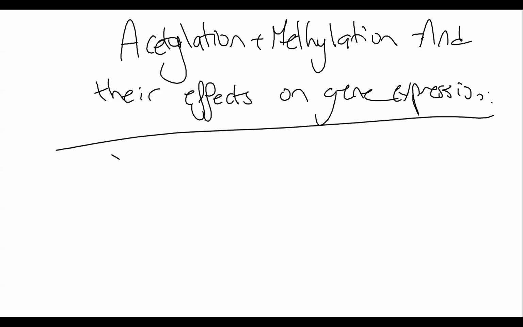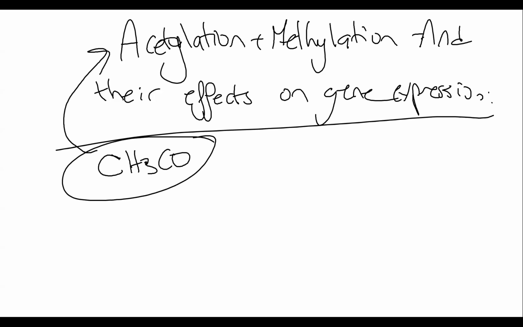We will speak about acetylation and methylation and their effects on gene expression. What is acetylation? What is methylation? Acetylation is the addition of an acetyl group. What is the acetyl group? The acetyl group is CH3CO, added to a molecule. So when we have a molecule and we add this functional group, this molecule will be acetylated.